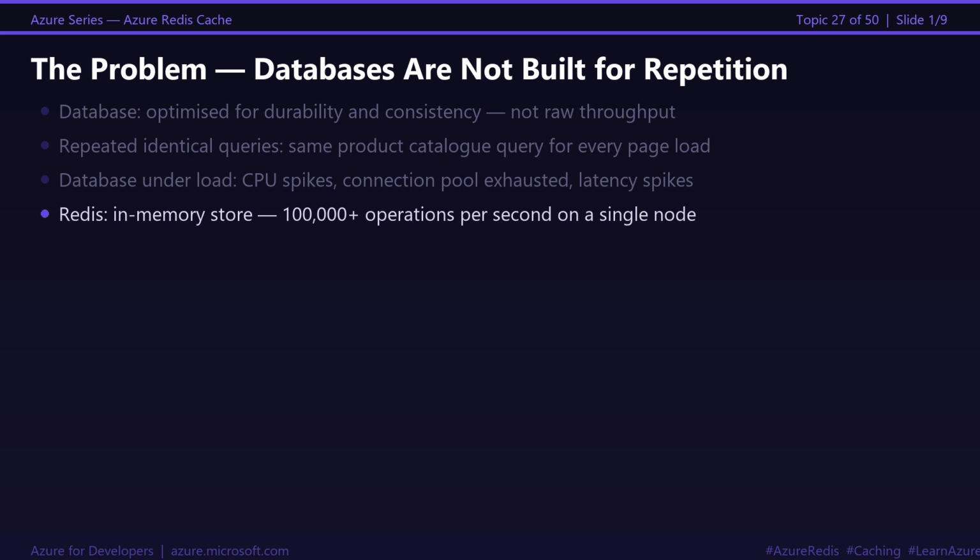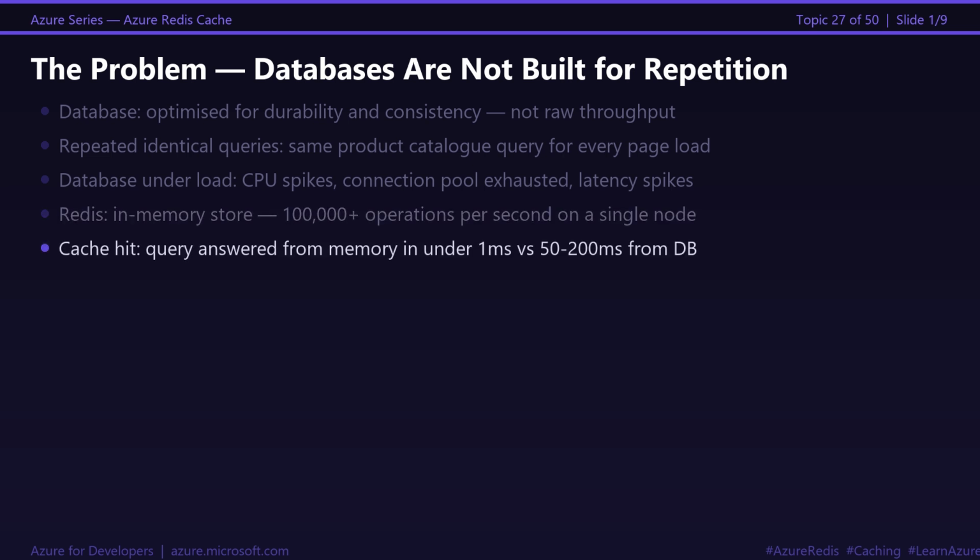Redis fixes this at the root. Run the query once. Store the result in Redis. The next 9,999 requests get the answer from memory under 1 millisecond. Your database sees 1 query per minute instead of 10,000. It runs cool. Your app runs fast.